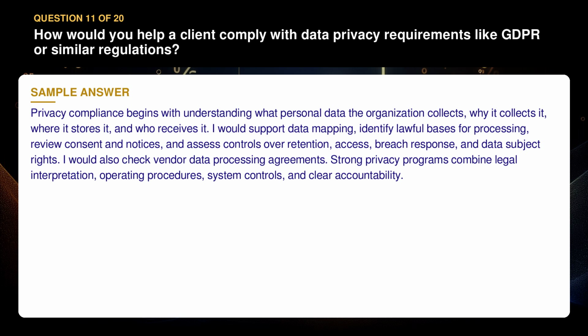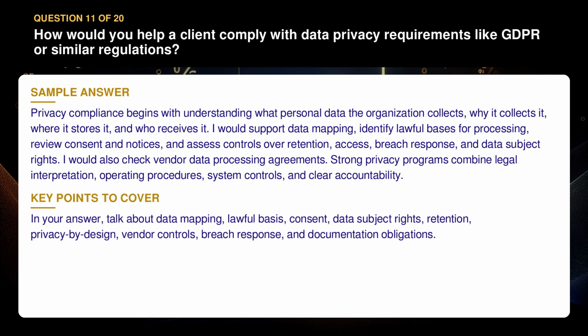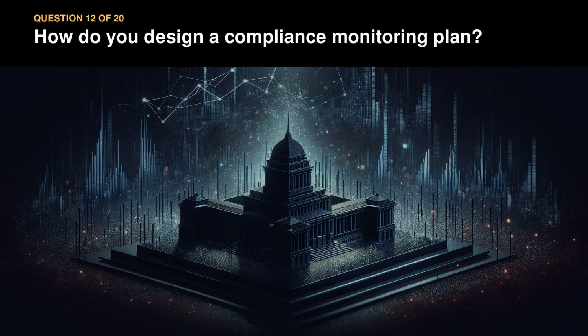I would also check vendor data processing agreements. Strong privacy programs combine legal interpretation, operating procedures, system controls, and clear accountability. In your answer, talk about data mapping, lawful basis, consent, data subject rights, retention, privacy by design, vendor controls, breach response, and documentation obligations.